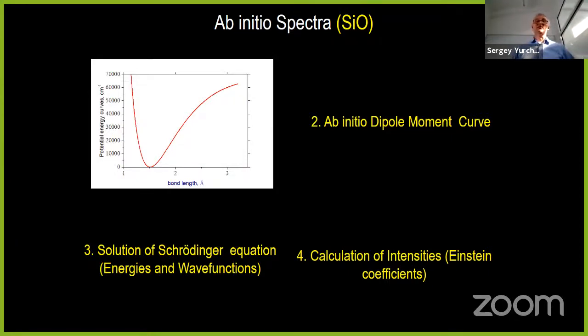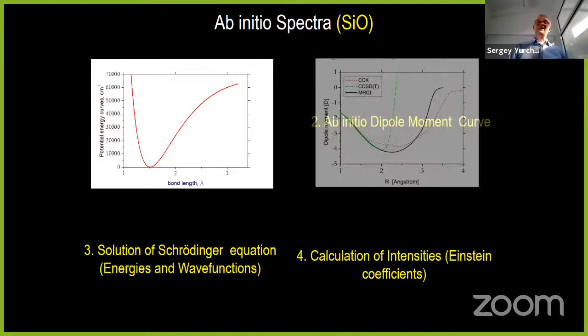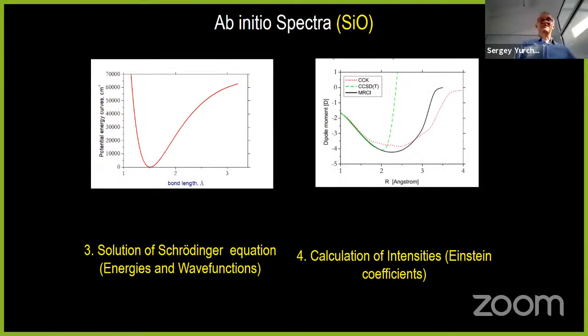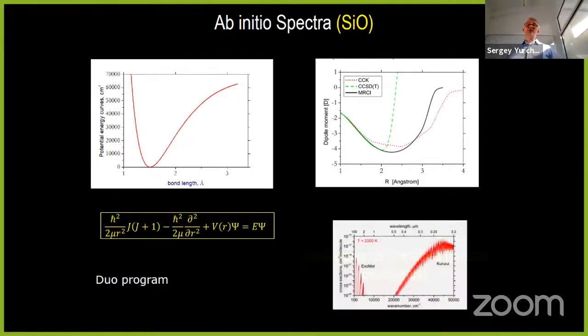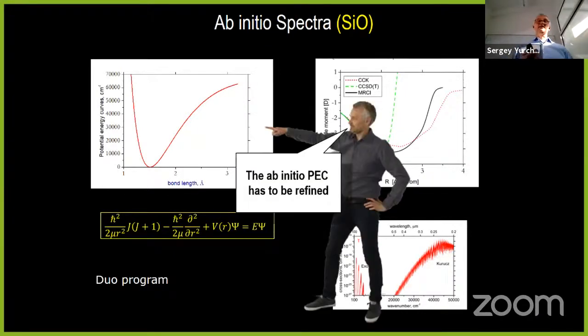We take this potential energy curve, combine it with the dipole moments, and plug it into the Schrodinger equation solver. In our case, it's a home-based program written by us. We run the program and obtain the solution as well as all Einstein coefficients and intensities, which produces our line list data.